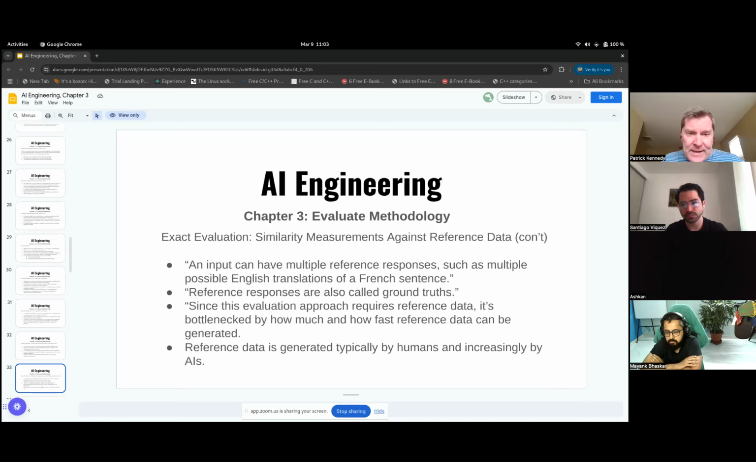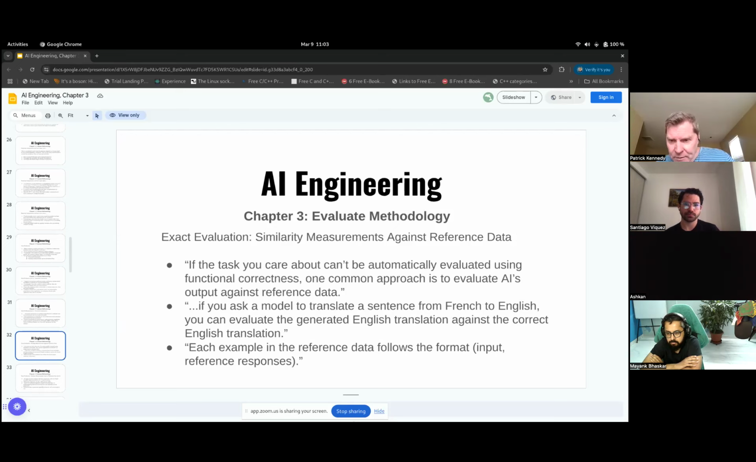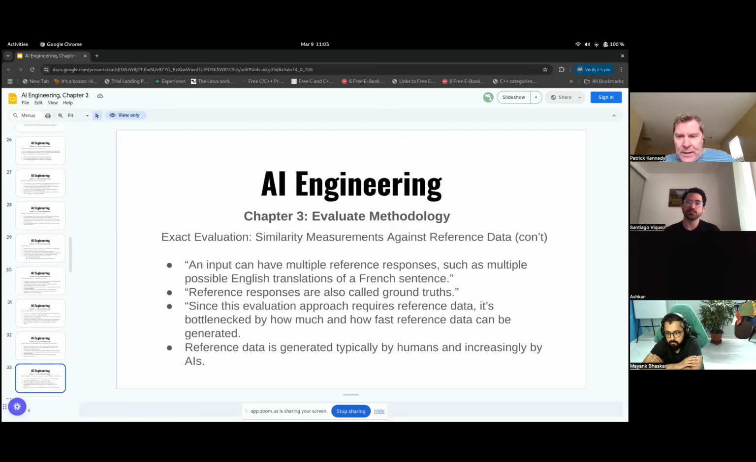And for example, again, we're on similarity measurements against reference data. An input can have multiple reference responses, such as multiple English translations of an English sentence. So you could have 3 responses to cover the input, and compare which one is the closest or which 2 is the best.